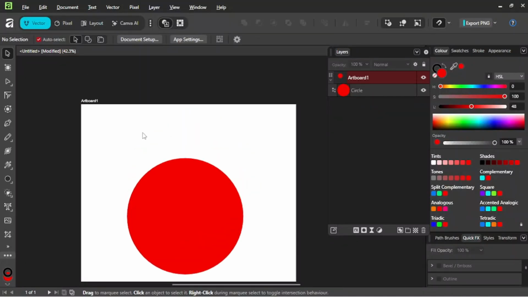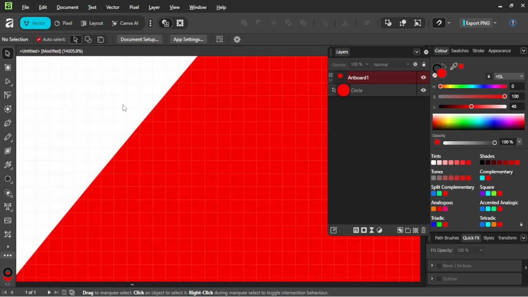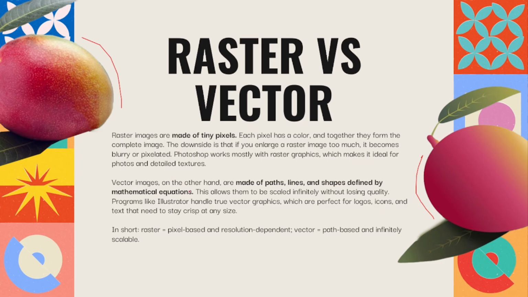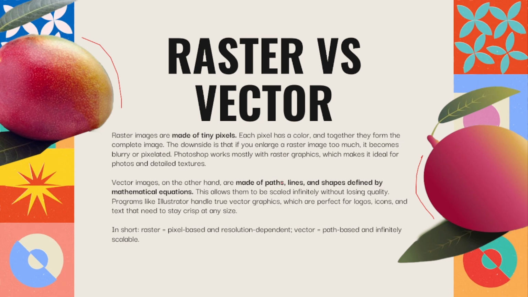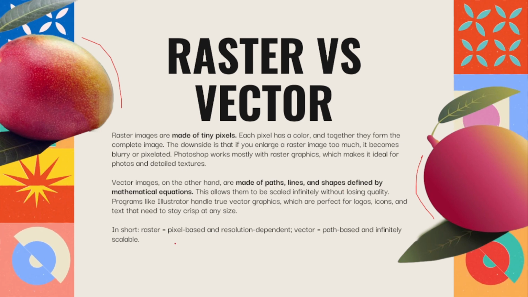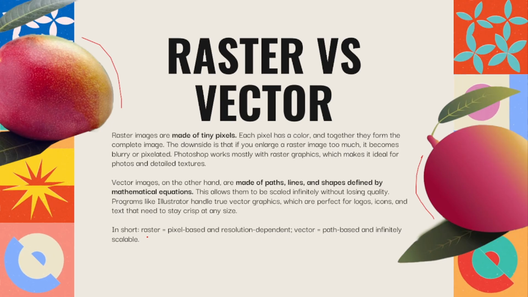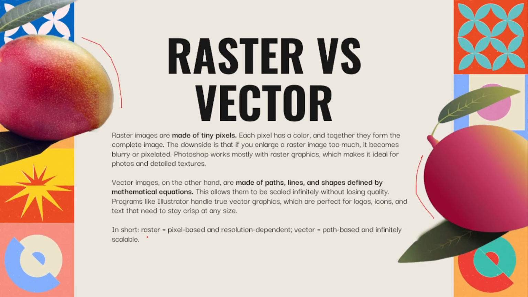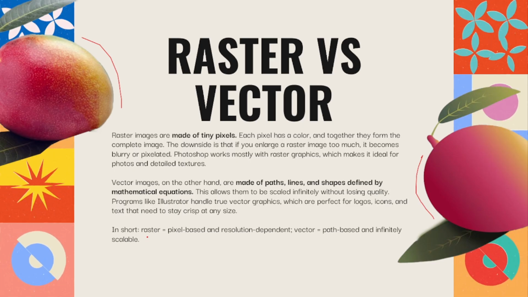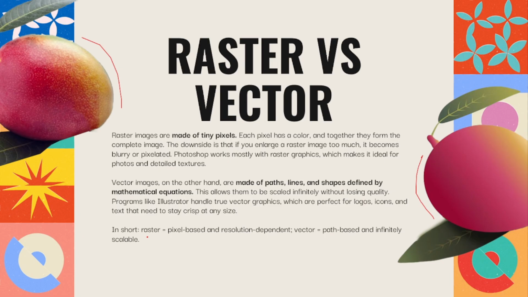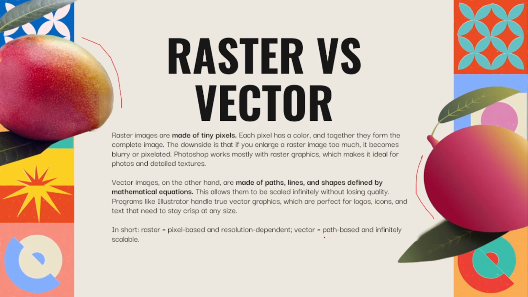But if you look at a typical vector, the more you zoom in, you still see that the edges are smooth. Why? Because a vector is made up of a mathematical equation, so your zoom does not affect the equation. The more you zoom in does not change the equation, it still stays the same. And from our slide, we have that vector images are made up of paths, lines, and shapes defined by mathematical equations. So in short, raster means pixel based and resolution dependent, right?